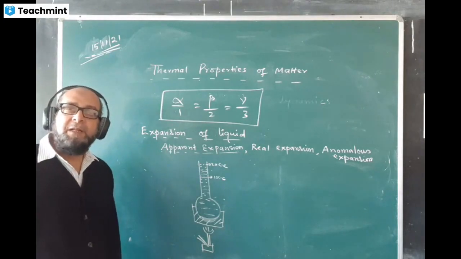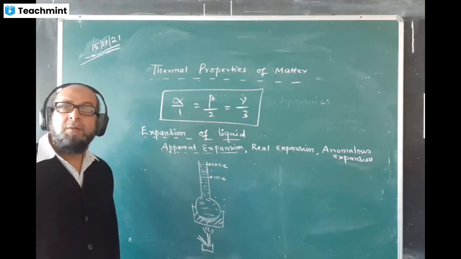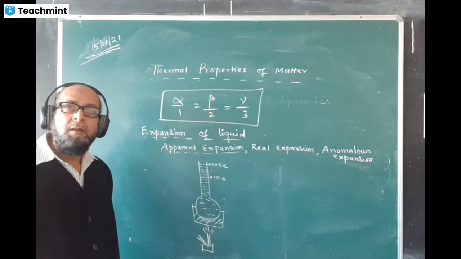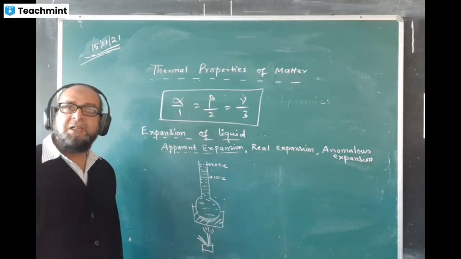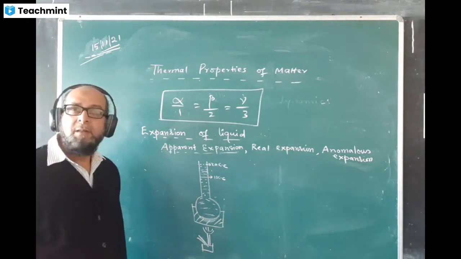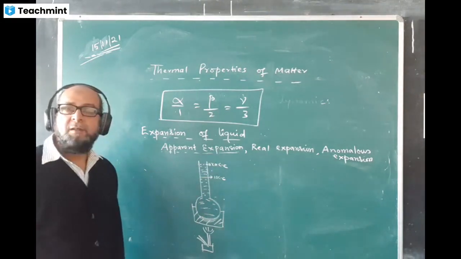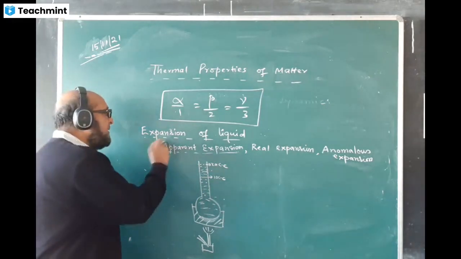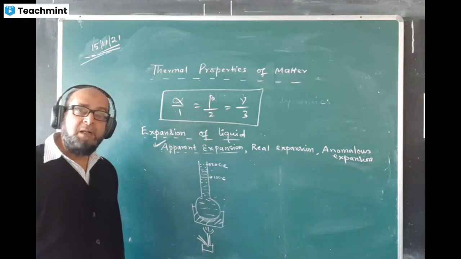How much is the volume expansion? By how much is the volume of the liquid expanding? The initial level was 10 cc. Now the new level becomes 20. How much is the expansion in the volume? Minus this minus this, what is the answer? 10 cc, no? This is called apparent expansion. This is the expansion which appears to us. But actually what is happening, I'll tell you about that.